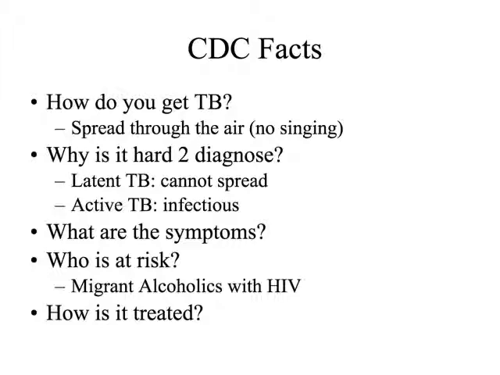Why is it hard to diagnose? There are two forms of TB. The first form is latent TB infection. People with latent infection don't feel sick, don't have symptoms, and can't spread TB bacteria to others. People with latent TB infection can go on to develop TB disease. This is the second form. People with TB disease feel sick, have signs and symptoms, and may spread TB bacteria to others.